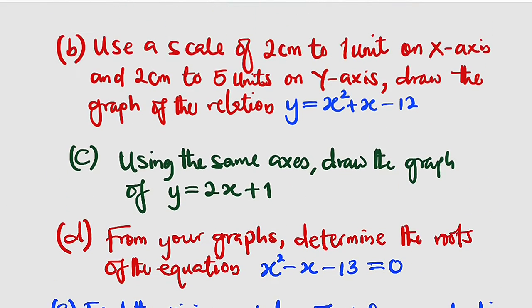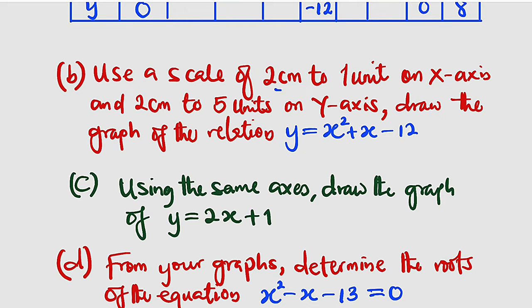Then the B part, we are asked to use a scale of 2 centimeters to represent 1 unit on x-axis. Already I have my graph here. On x-axis, every 2 centimeters should represent 1 unit. So you can see that 1 centimeter, 2 centimeters, we have 1 unit. 1, 2, we have 2. 1, 2, we have 3. 1, 2, we have 4. And if you move to the left, we have 1, 2, this is -1. 1, 2, this is -2. 1, 2, we have -3. 1, 2, this is -4.